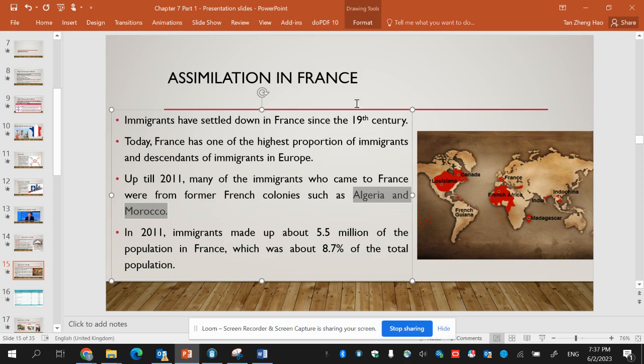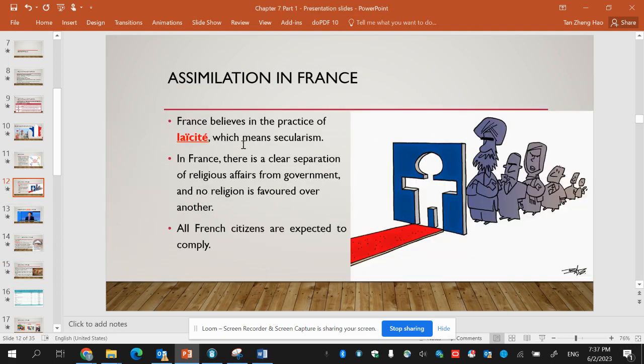So that is why France decided it needs to have this policy of assimilation. Make sure whoever is living in France or whoever migrated to France will look like one of us, like the French. And this means if you have a religious attire or religious symbols, you should not be displaying them, because France believes in secularism or laïcité.